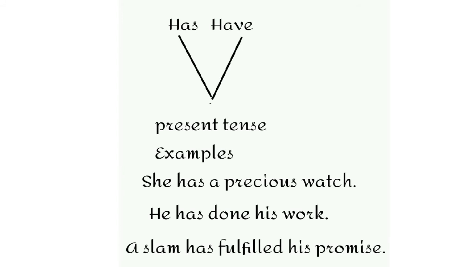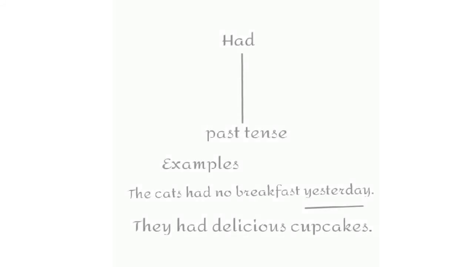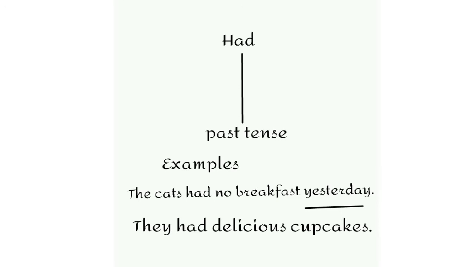Look in the next image, had. We use had in the past tense. For example, the cats had no breakfast yesterday. Here I have underlined the word yesterday, that is describing that the action has been done in the past. In another example, they had delicious cupcakes. So that's all about the use of has, have and had.